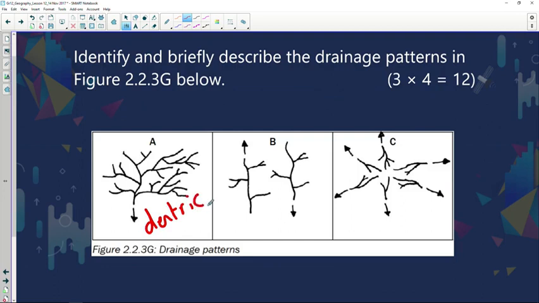If you look at B, the streams are usually parallel with one another, and they join at 90-degree angles, as you can see over there. That's your trellis pattern. And then, as you can see, it's flowing outwards. That's your radial pattern. Now, let's just quickly look at the questions that follow.